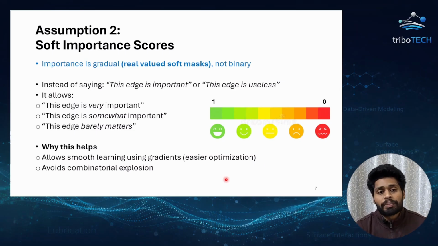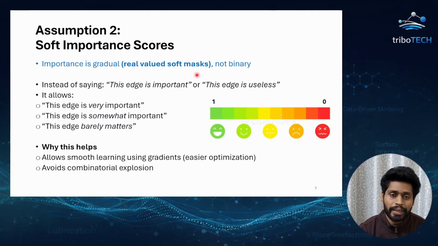Another assumption which an explainer can use is soft importance scores. Now, what this means is that importance is gradual and not binary. So instead of the edge importance scores being strictly 0 and 1, now they can have any real value between 0 and 1. So they are also called soft masks, right? So instead of saying that this edge is important or this edge is useless, now we are saying that this edge is very important, this edge is somewhat important, this edge barely matters, right?